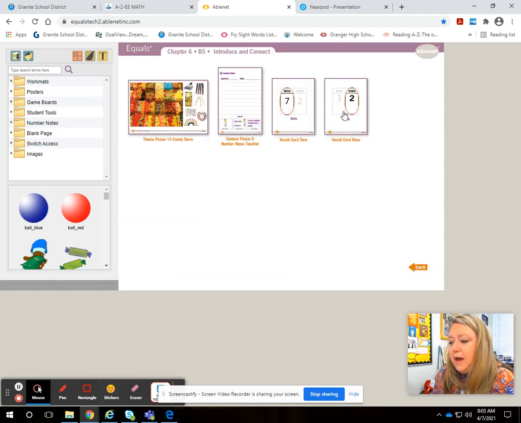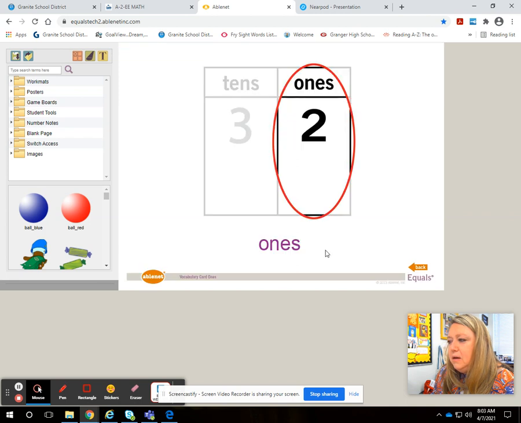We're going to go back. They changed the little thing at the bottom, so that threw me off for a minute there.